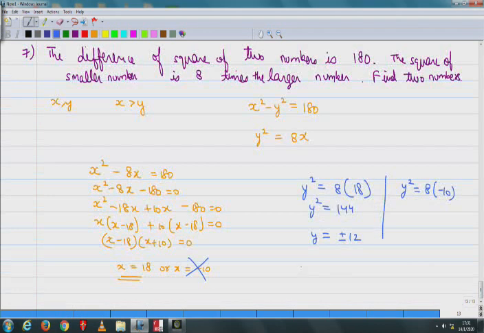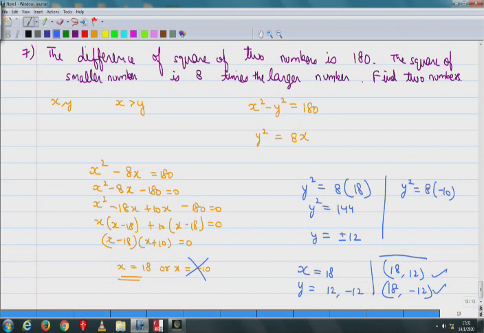So the main thing over here is that x is equal to 18, and y, the second number, can be 12 or minus 12. So the combination can be 18 comma 12 or 18 comma minus 12. Both will work. Take care of this, since you gave an answer for only 12, but it can be negative 12 also. If the statement was the difference of the squares of two positive numbers, then we would have rejected minus 12. But since it is not mentioned whether the number is positive or negative, we have to consider both of them. So both answers are correct. It will have two answers.